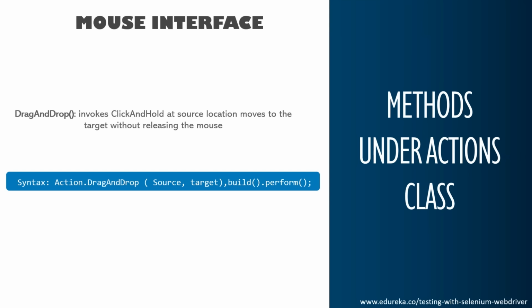In some cases, we might want to right click on the element to get more options. To do that, we use the context click method in the actions class. Okay, so this is everything you need to know about the methods in the actions class.